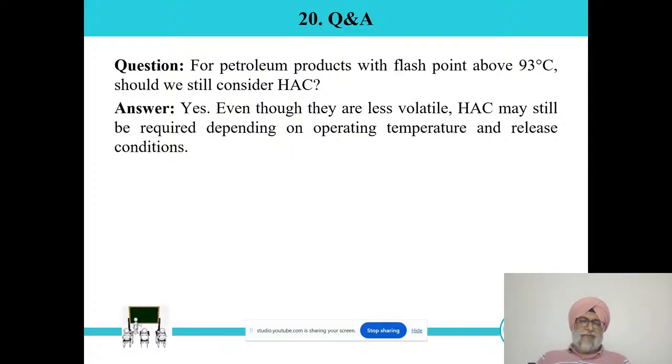Question number 20. For petroleum products with flash point above 93, should we still consider HAC? Yes, if the product is combustible, even though they are less volatile, HAC may still be required depending upon the operating temperature and release condition.